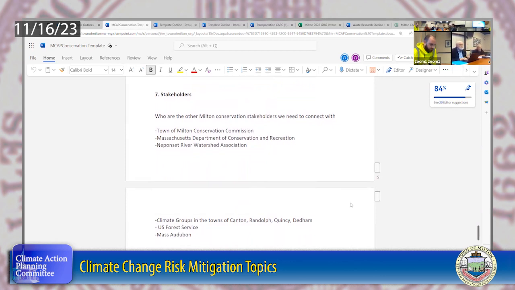There is a list of stakeholders included that we haven't had time to consult with yet, including the town of Milton Conservation Commission, I think a member of this committee sits on that. DRC, Watershed Association, climate groups in the towns of Canton, Randolph, Quincy, and Dedham, U.S. Forest Service, and Mass Audubon.